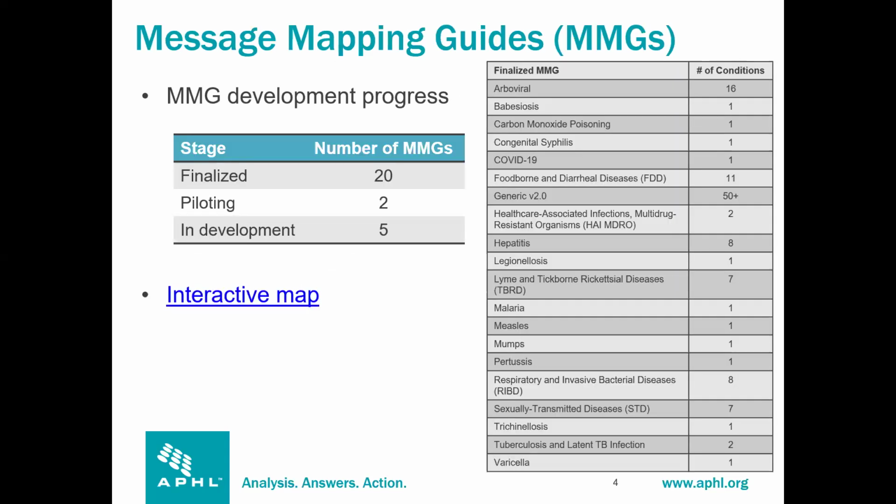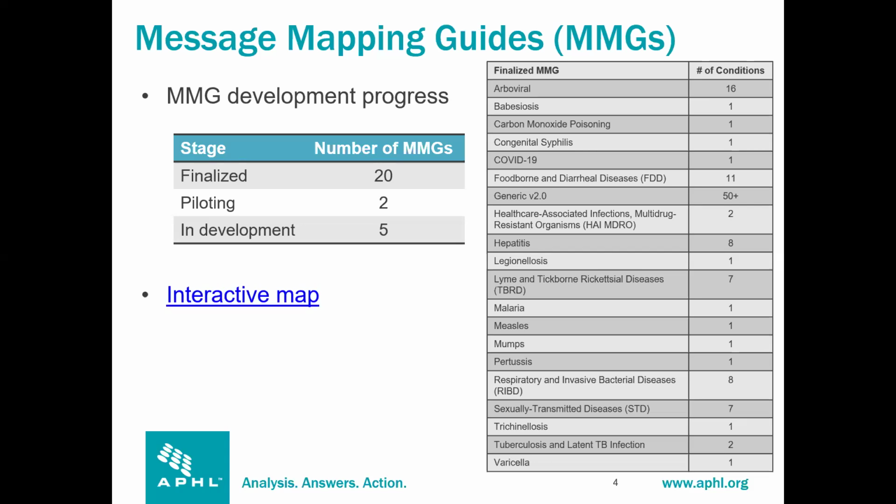When we talk about the MMGs, there are a lot of them. So it's not just one document. We currently have 20 finalized message mapping guides, meaning that jurisdictions can be implementing those MMGs in production, sending production information. There are 2 MMGs that are currently still in pilot status and 5 that are currently in development, although there are likely more that folks at CDC have at least been discussing.